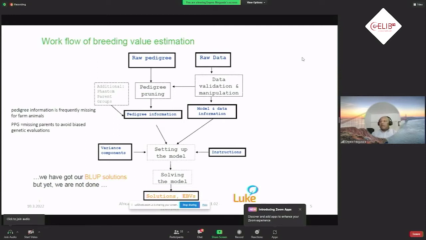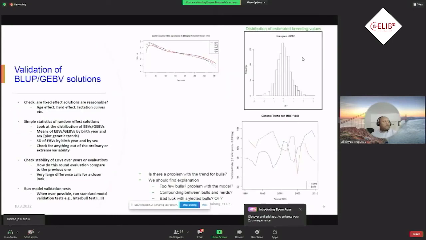I think it's a little bit out of this course, but maybe in the next course we can cover that. Once you have the various components, which you did a couple of days ago, you set up a model, you have prepared your directive file instructions, and the next step is solving the model. You have solved the model. Now you have got your breeding value solutions, your GEBVs. Then what do we do? What comes after that?